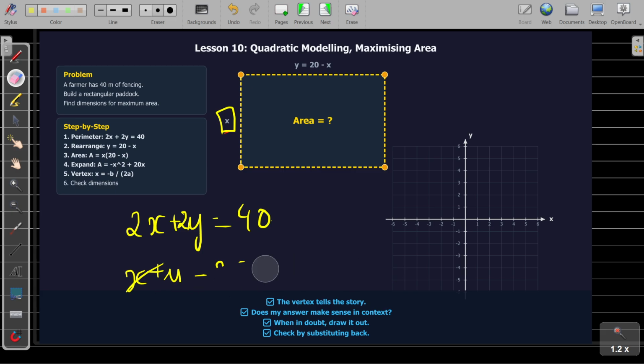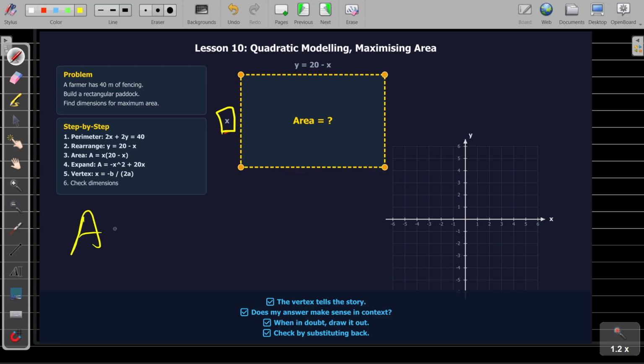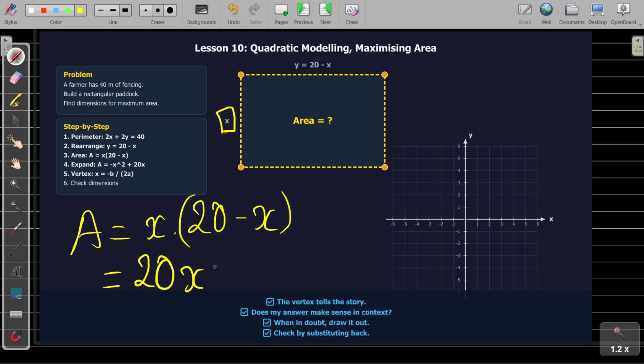And the area of a rectangle is going to be A equals the length times the width, of course. I'm not going to write that out. What is the length? The length is 20 minus x, and the width is x. So I'm going to write x times (20 minus x), and we're going to expand this. Expanding, this is going to be 20x, because 20 and x, and then minus x times x, which is x squared. This is going to be our area.